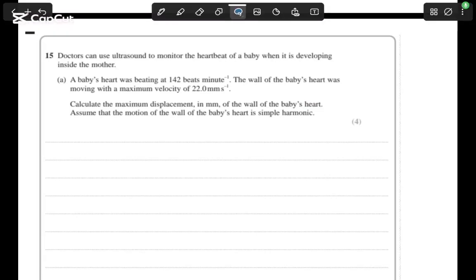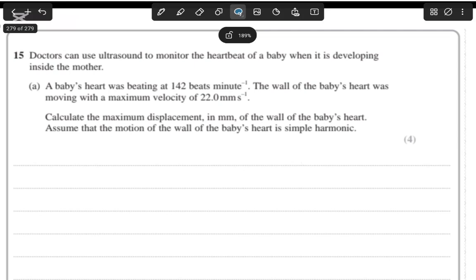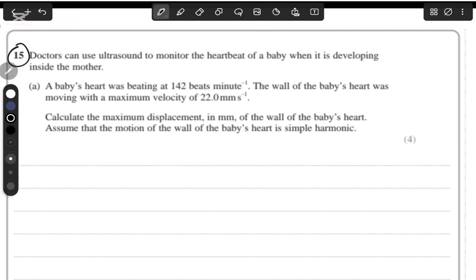That's another exam walkthrough for you. This one is from Oscillations, and this is question 15. So let's try this one out.